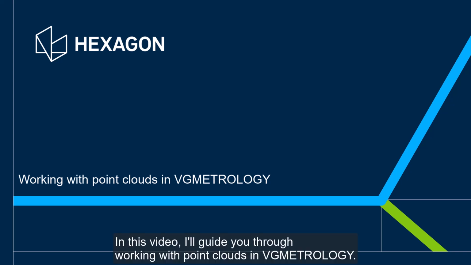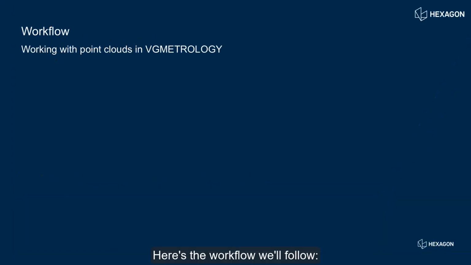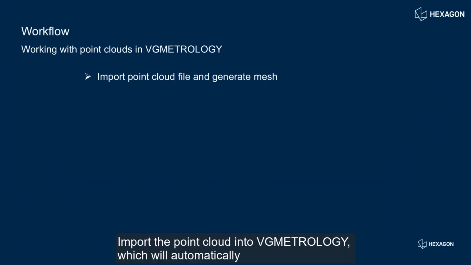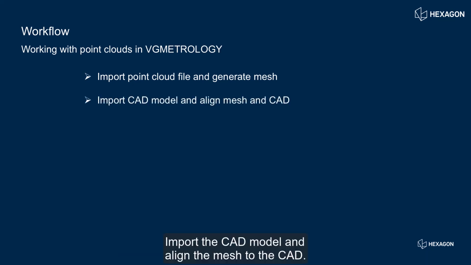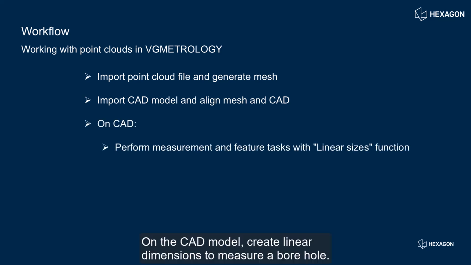In this video, I'll guide you through working with point clouds in VGMetrology. Here's the workflow we'll follow. Import the point cloud into VGMetrology, which will automatically convert it into a mesh. Import the CAD model and align the mesh to the CAD. On the CAD model, create linear dimensions to measure a borehole.